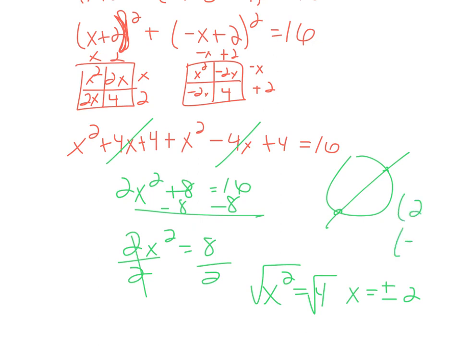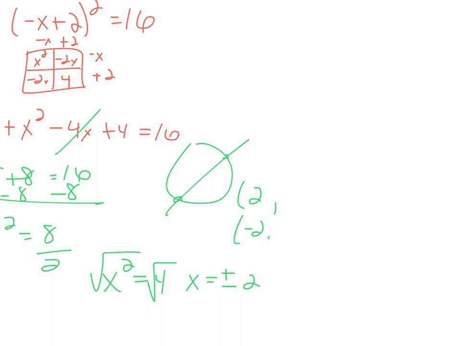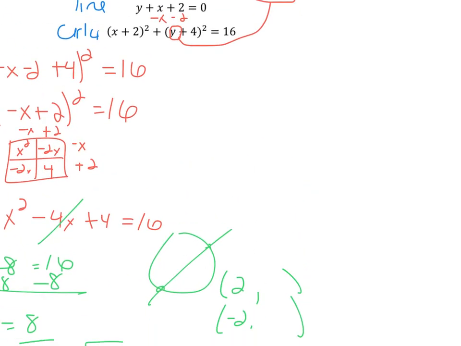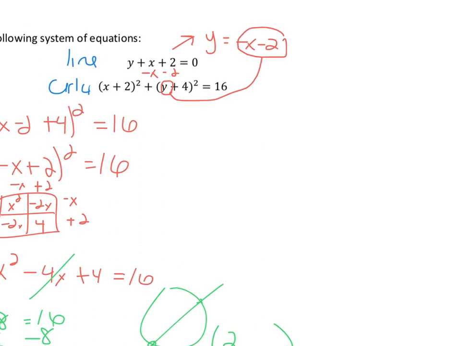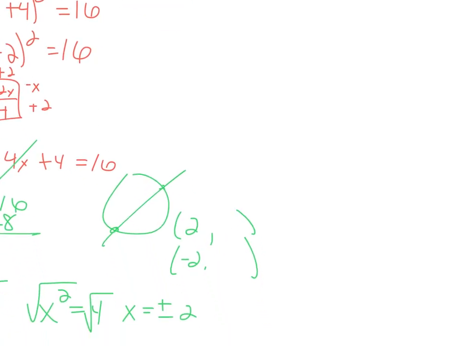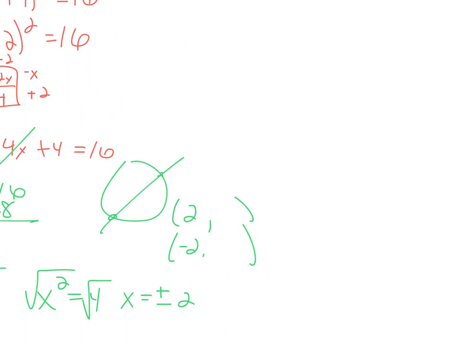So we now need to find the y value that goes with these x values, because that's a system of equations. To find your y value, you're going to go back to the top, and remember, you solved for y. You found out that y was negative x minus 2. So I'm going to plug into negative x minus 2. Negative 2 minus 2 gets me negative 4 for the first y value, and negative 2 minus 2, that gets me 0 for the second, and that's my answer.